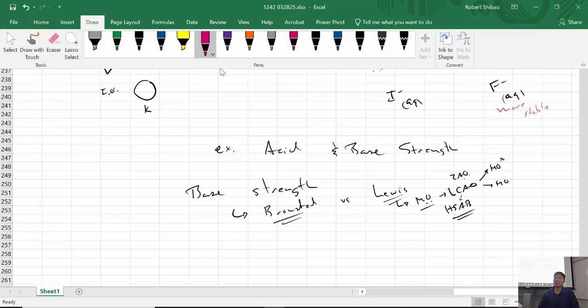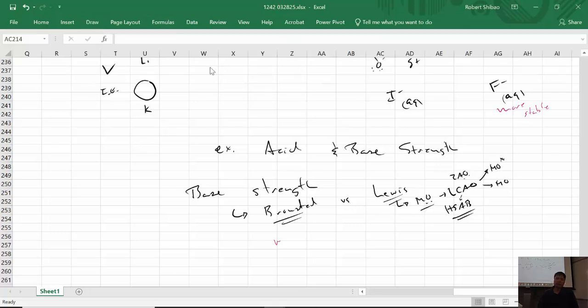Ability to accept a proton. Right? And so what makes a good ability to accept a proton? Negative charge. And what color is negative charge? Red. And so the more red, the better. And so for Bronsted, we want more red, the better, for strength.